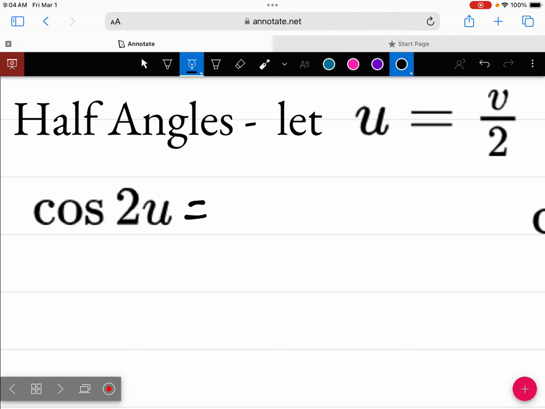So cosine of 2u equals 1 minus 2 sine squared u. That was the double angle that we wrote yesterday.